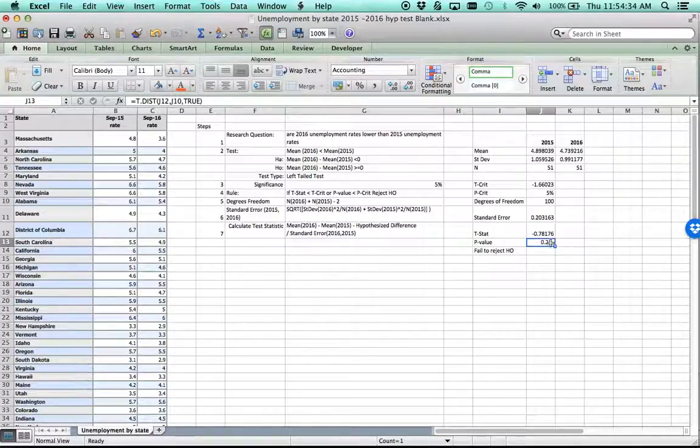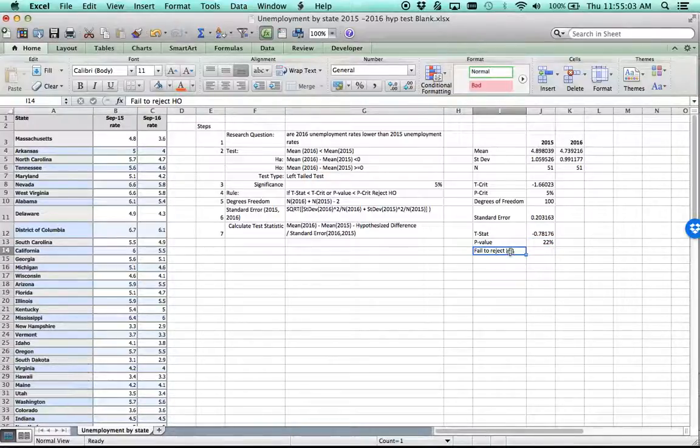So now we have everything we need to actually calculate or decide. There's nothing else to calculate. We look at our t statistic of minus 0.78. It is not less than minus 1.66, so that would suggest to us that we fail to reject. We look at our p-value of 22%. It is not less than our p-critical of 5%, so we would fail to reject.